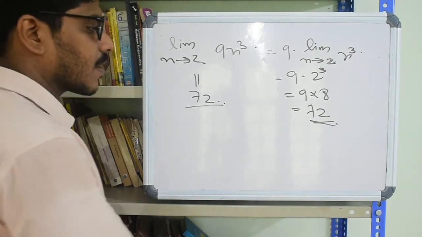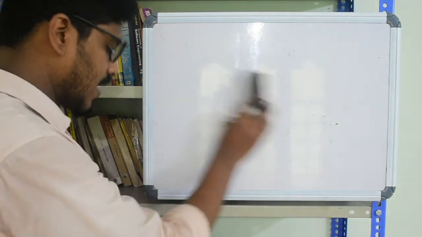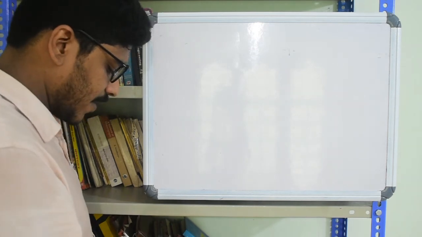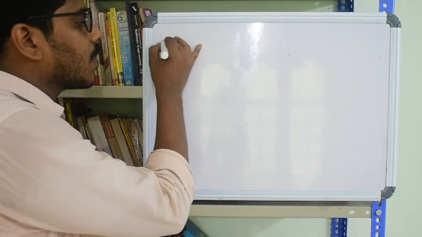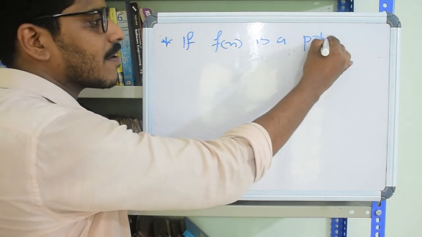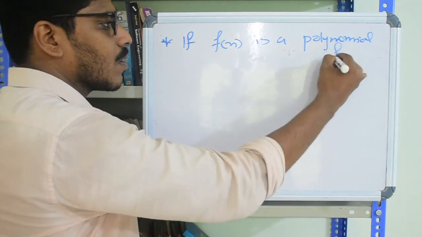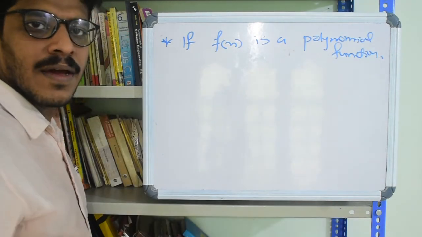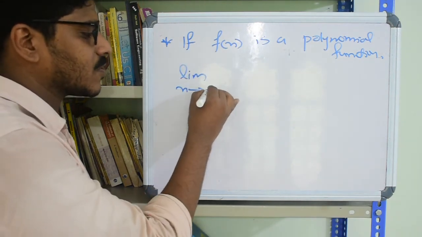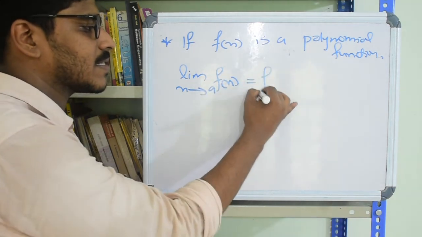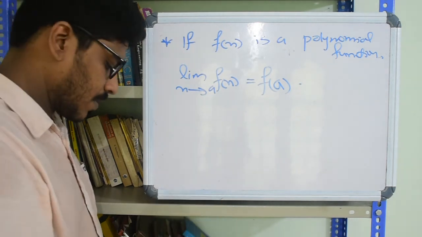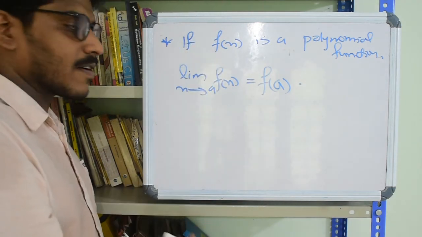And along with those rules we have discussed a little ago, remember these 2 points, which are very useful. If f of x is a polynomial function, then limit x tends to a, f of x is f of a, the value of the function at that point, if f is a polynomial function.